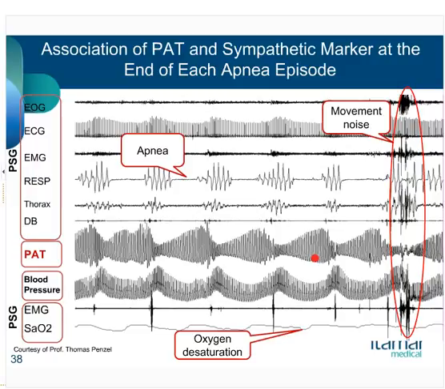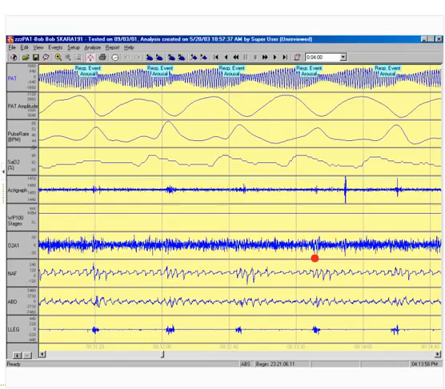And here's a good example of a real live PAT signal where you have respiratory event arousals, you have vasodilatation, you have vasoconstriction, vasodilatation, vasoconstriction, and association with changes in the PAT amplitude, pulse rate, and SaO2.